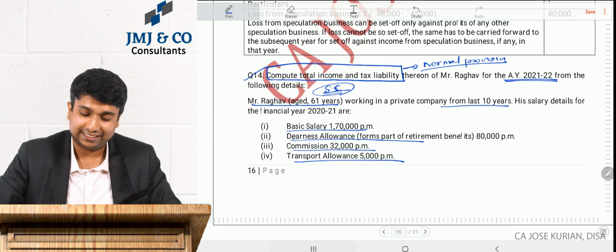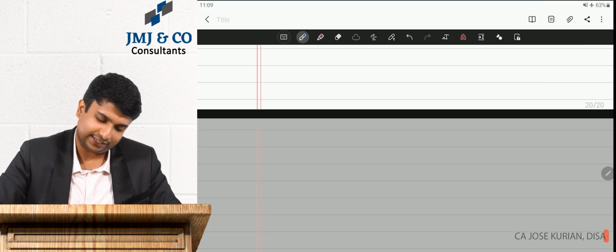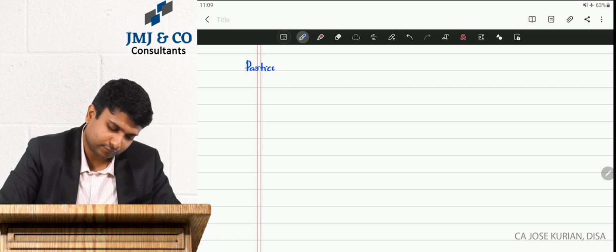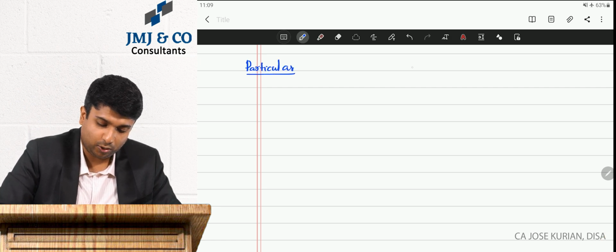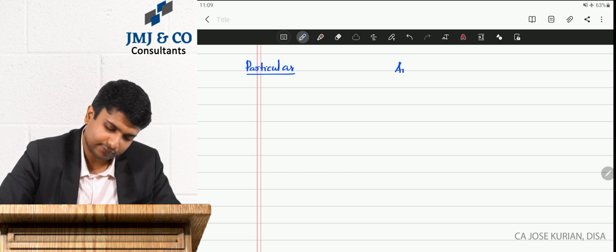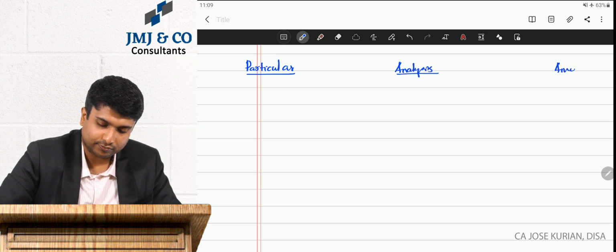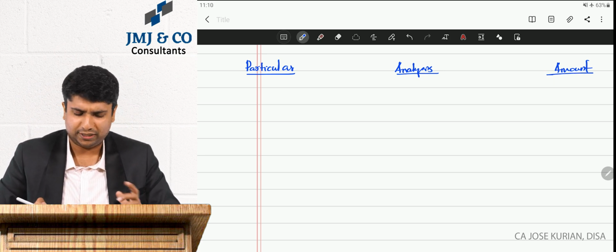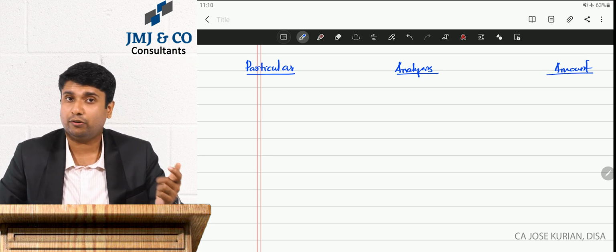We'll start with the first head, that is income from salary. So we will use a format that is particulars, amount, and we'll say analysis and amount format, because it is a conventional total income computation question. For that we will use this particular analysis amount format.